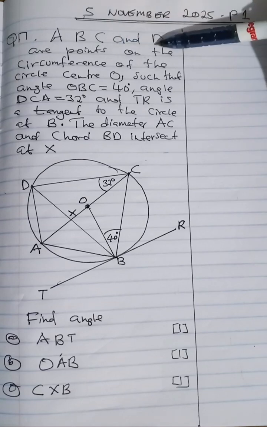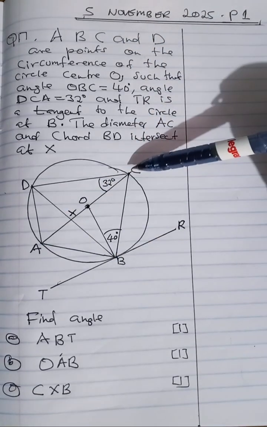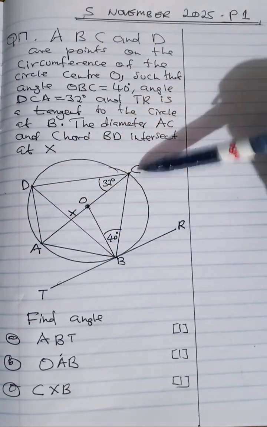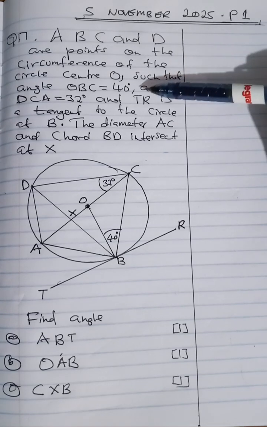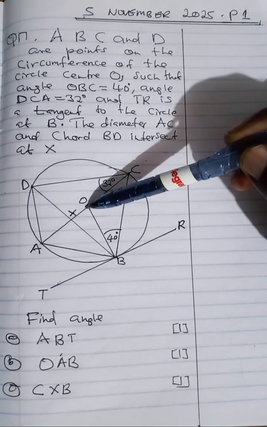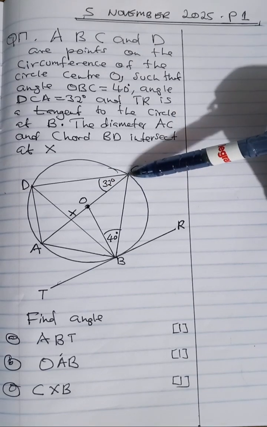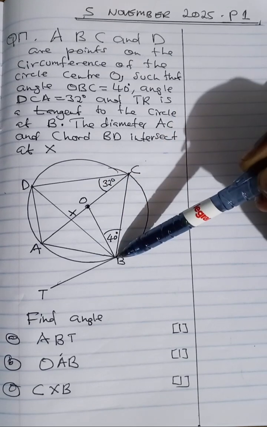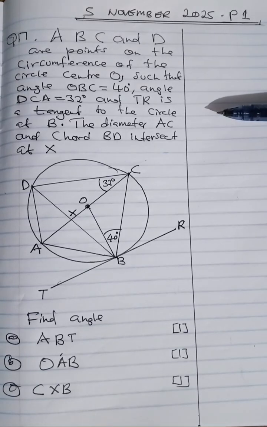A, B, C, and D are points on the circumference of the circle. So we have A, B, C, and D. These are points on the circle. So we call it a point on the circumference of the circle with center O. So O is the center. So once you see the center O, meaning there's a radius. Any distance from the center to the circumference is a radius. From here also up to there is a radius. From here, any center from the circumference is a radius.